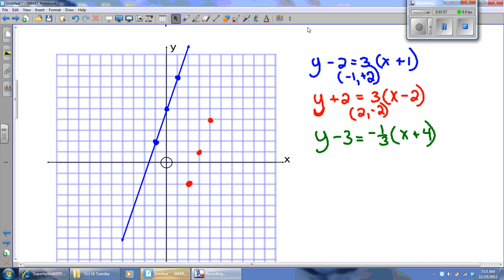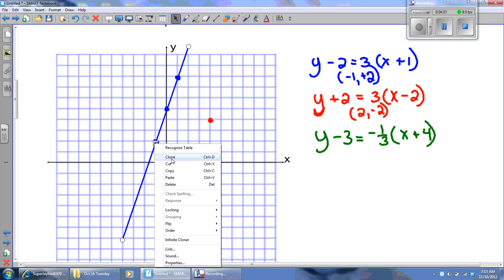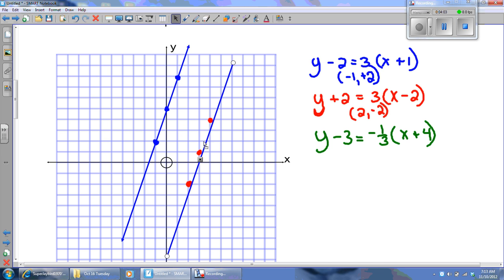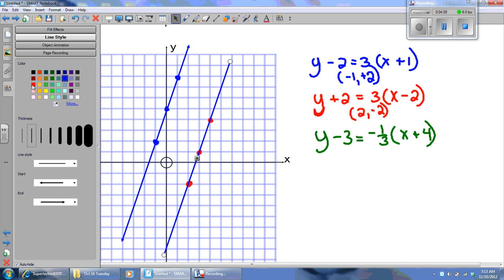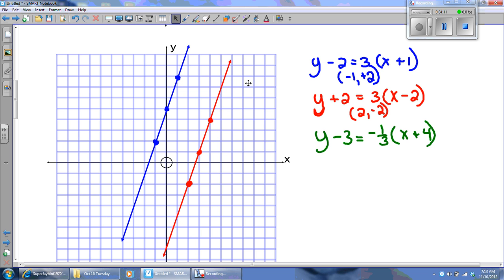Okay, and then if I clone that, there we go, we get a set of parallel lines. And check out their slopes. We should have known they were parallel ahead of time. Slope of 3, slope of 3. Remember, parallel lines have the same slope.